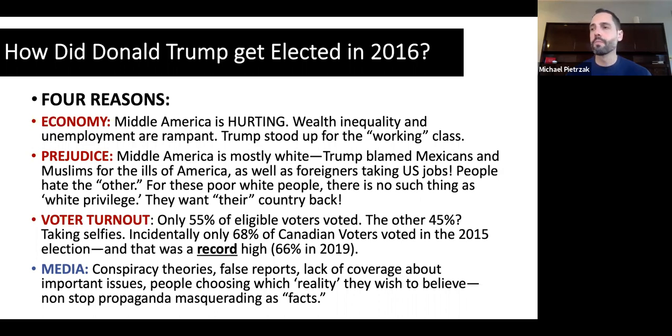And for a lot of people who are uneducated and in this category of not being very worldly, there's no such thing as white privilege. White privilege is just, hey, I'm entitled to this country. It's my country. And so they wanted it back. They felt that a lot of foreigners and people that didn't look like them were taking it over, right? So Trump promised that he'd be the solution, right? Handy that he was a white guy.